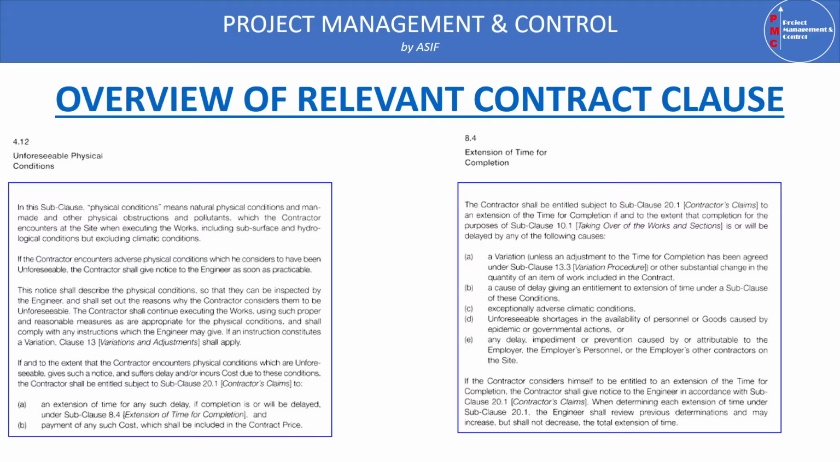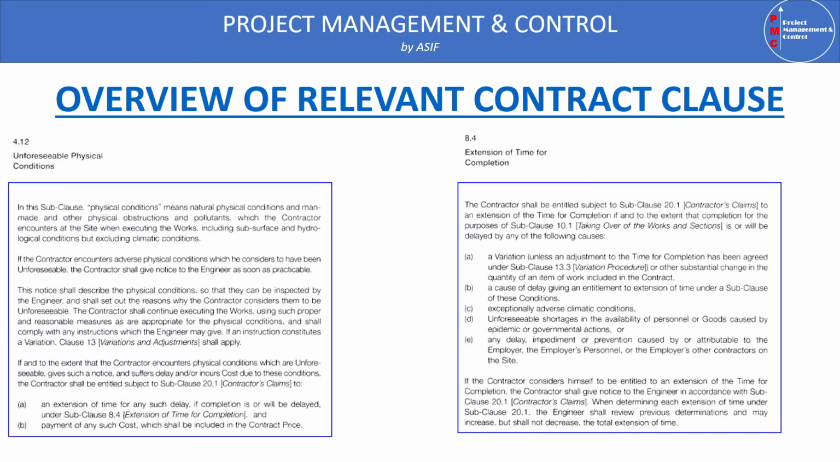And the last, 8.4E, is any delay, impediment, or prevention caused by or attributable to the employer or employer's personnel or employer's other contractors on the site. So the contractor is entitled to an extension of time under this clause 8.4 A, B, C, D, E. We have to check which is referred to and suited to us. For example, if our project is delayed because of delay during instruction, we can refer to 8.4B, which is a cause of delay giving entitlement to extension of time under subclause 1.9, delay during instruction.